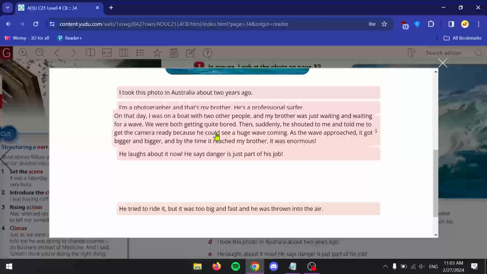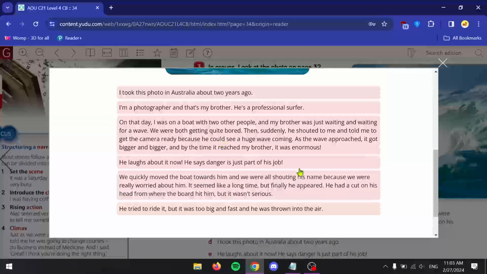Yes, this is the one that we want. So this is rising action. It was enormous, but still, nothing happened. Remember, we're building suspense. After that, we need the climax.